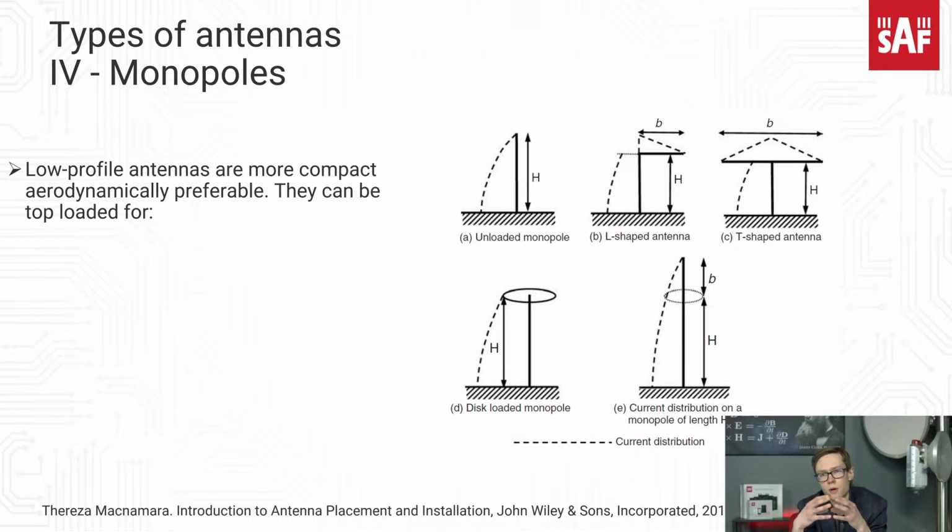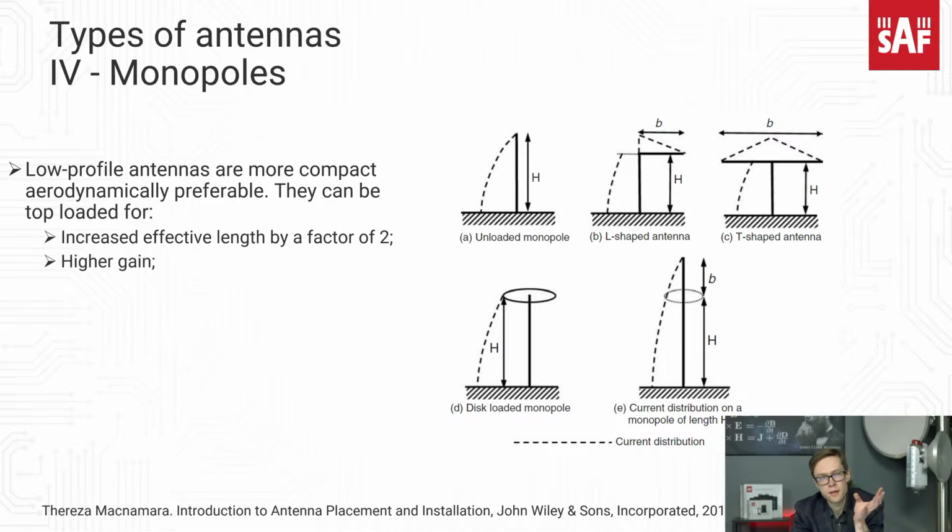So we add an additional top-loaded element. It could be a loop, it could be just an additional horizontal element, and the electrical length will be the same as for the larger antenna. Actually, we can increase this length by a factor of 2.